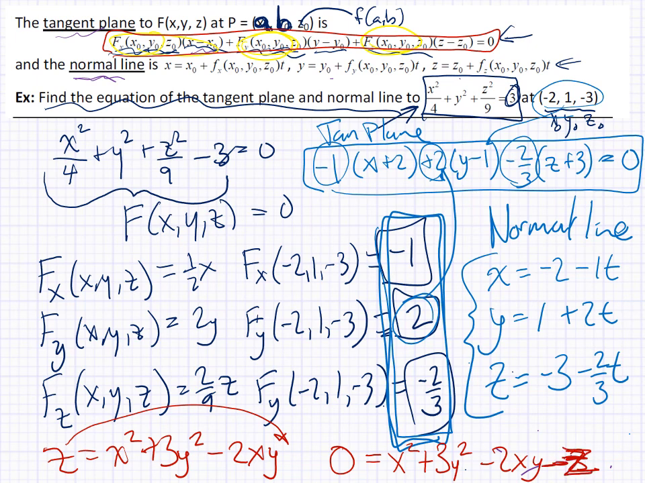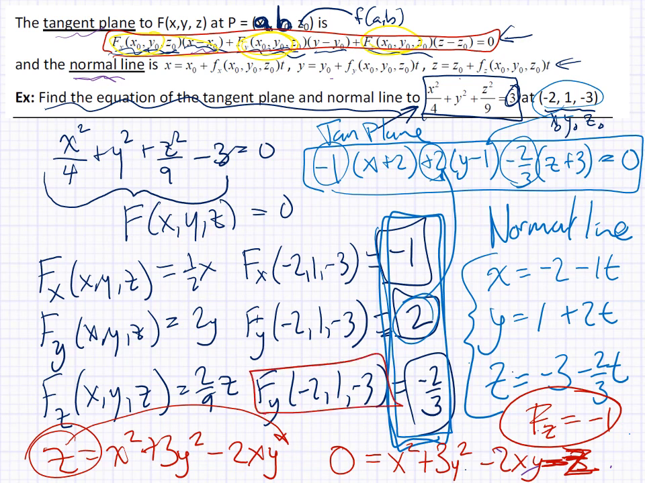And if you see, what do I get for fz? I would get -1. So whenever you have an explicit function, this component is always going to end up being -1. But when you have an implicit surface, that's not necessarily the case. But you can still use this formula for the tangent plane and the normal line. Just remember that this should be capital F. It's the implicit function that we're working with, not the original function. Okay?